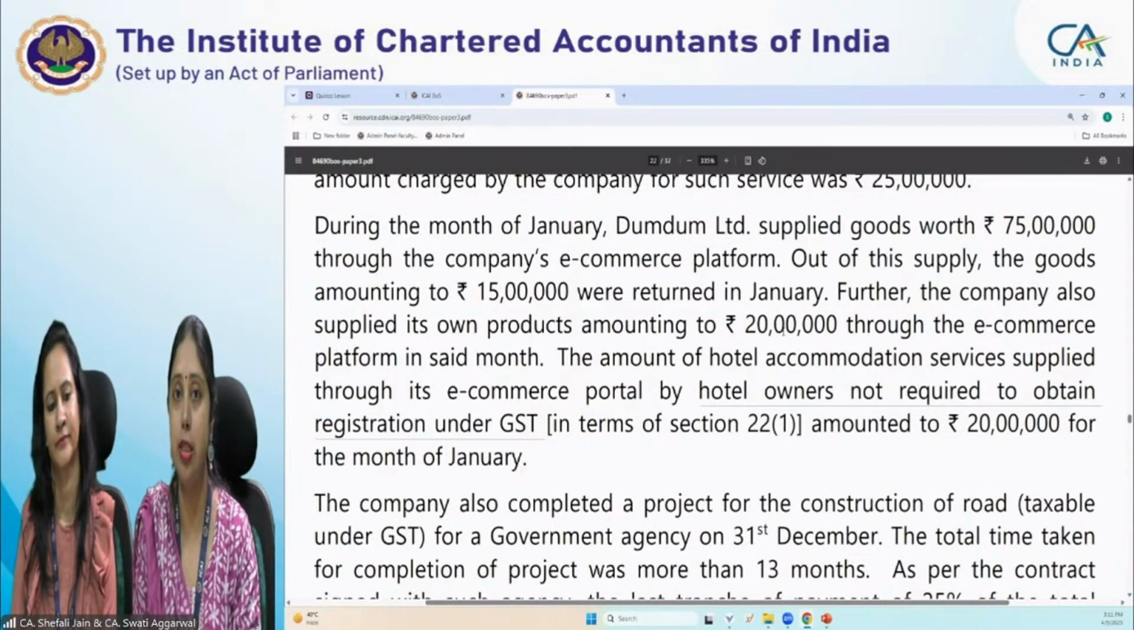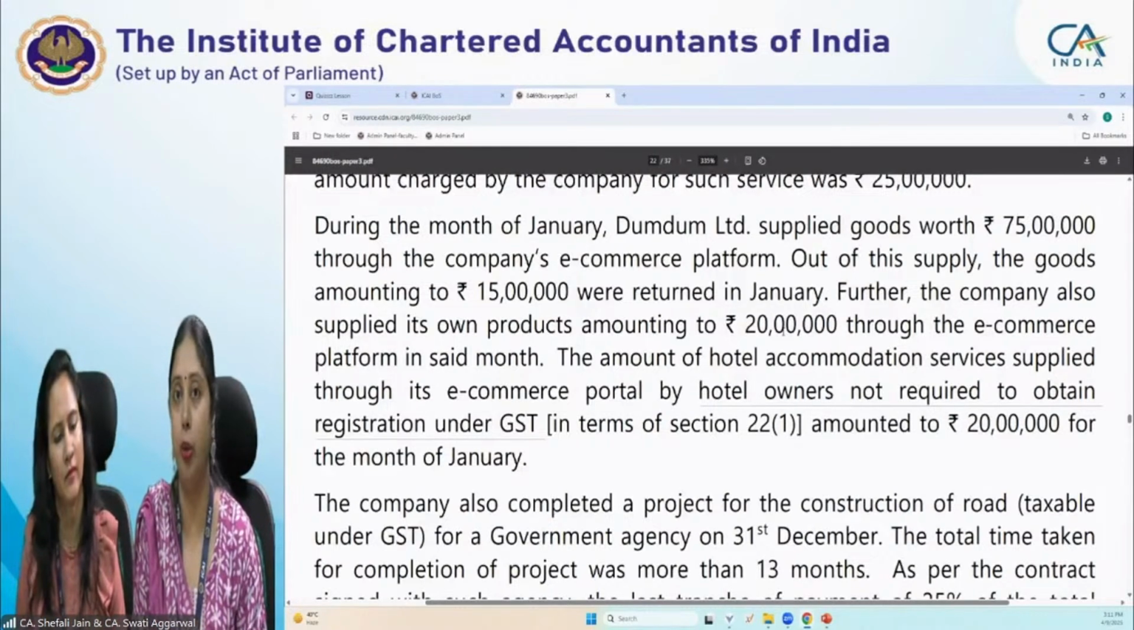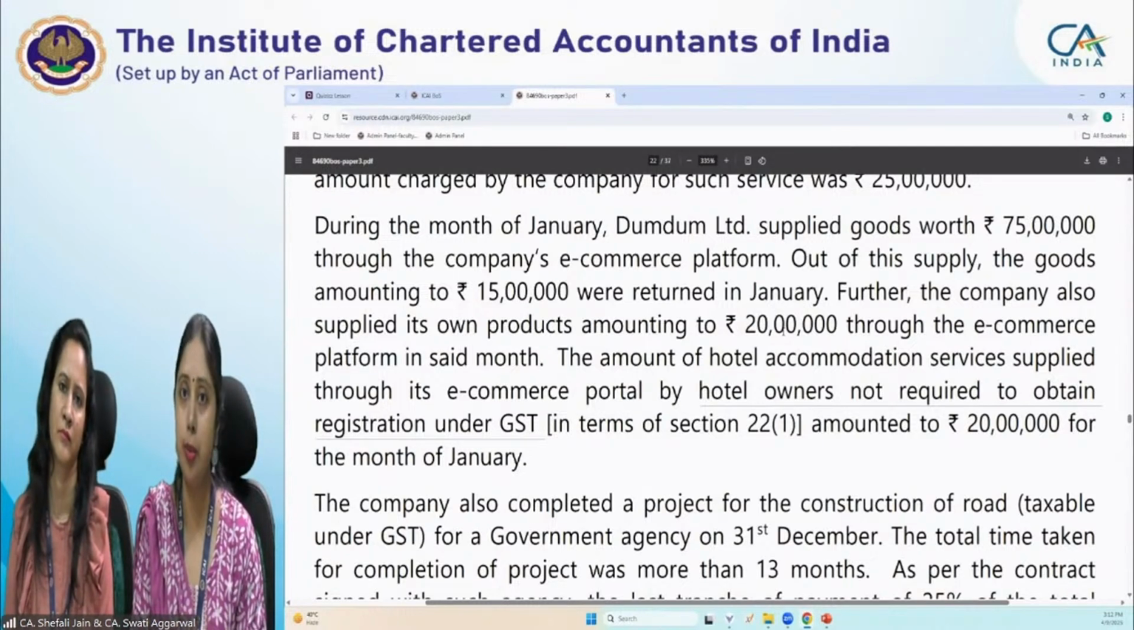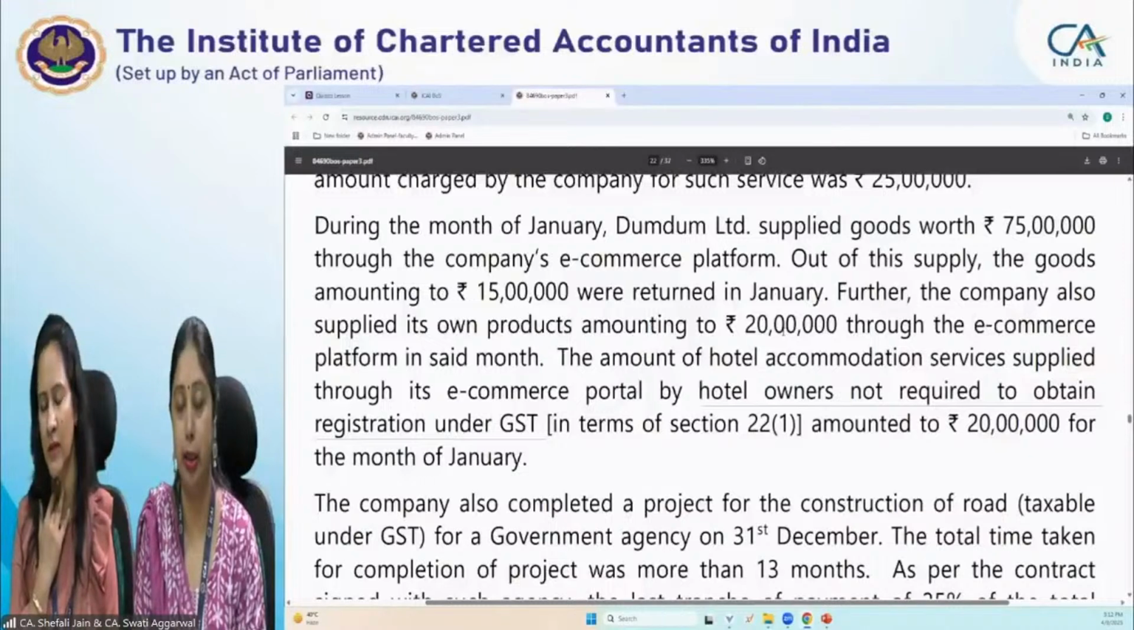In this case, ECO is making supply on its own account. So it is not collecting consideration from any other supplier. It is making this supply on its own account, not liable to TCS at all. This is another concept we have learned about TCS that some supplier, कोई और supplier आपके ECO portal से supply करेगा तभी आपको TCS collect करना है.